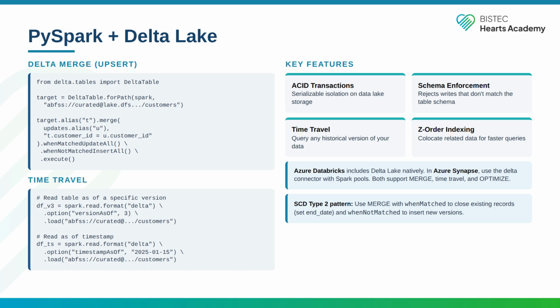Time travel lets you query any previous version of a table. Something look wrong in today's data? Read the table as of yesterday's version and compare. In Azure Databricks, time travel is available out of the box. In Synapse Spark, you configure the Delta connector and get the same capabilities. Z-order indexing collocates related data within files. If you frequently query by region or date, Z-ordering on those columns can dramatically reduce the amount of data Spark needs to scan.